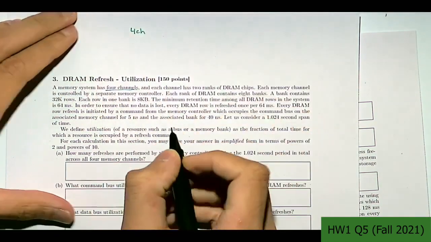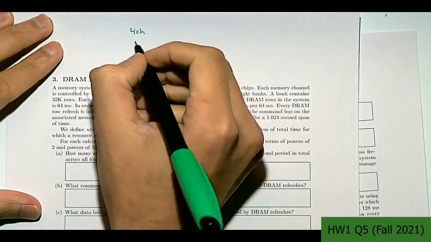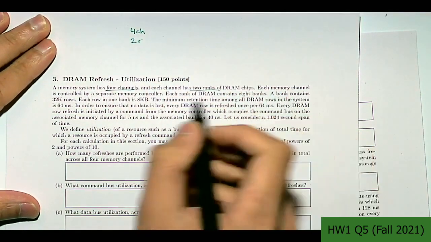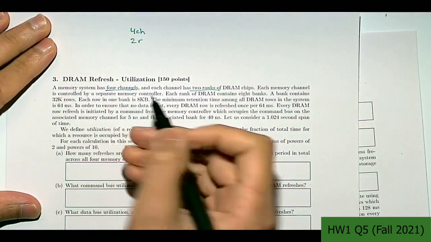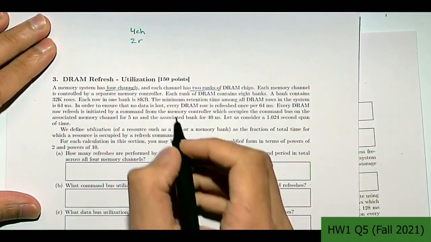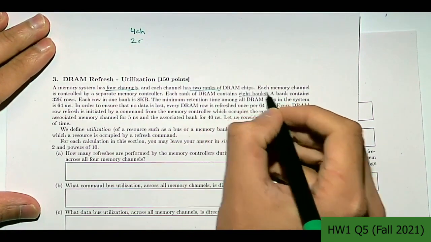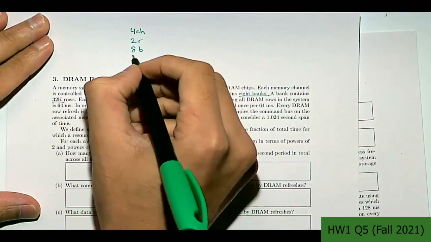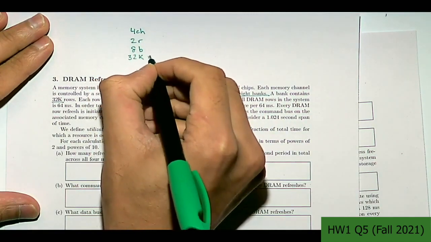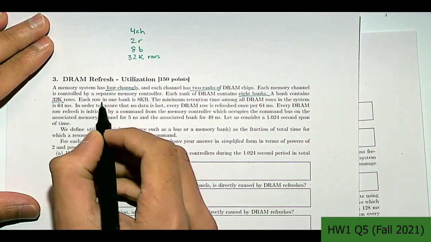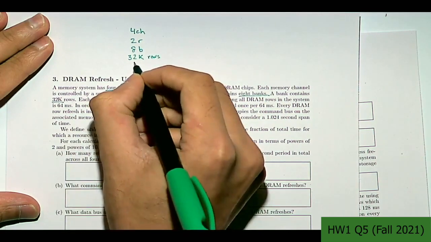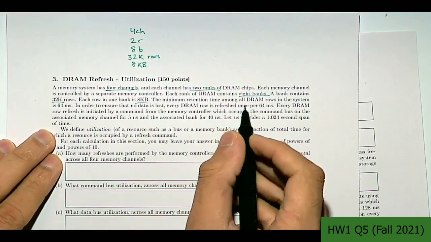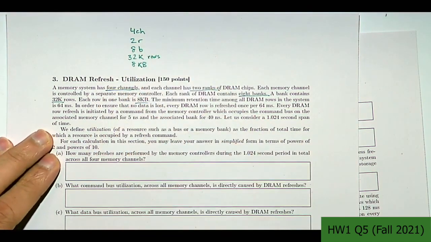So we have 4 channels, and each channel has 2 ranks, right? That's 2 ranks of DRAM chips. Each memory channel is controlled by a separate memory controller, so that means we have 4 memory controllers. Each rank contains 8 banks, and a bank contains 32K rows. Each row in one bank is 8 kilobytes. Then we start talking about retention time and so on, but this is our configuration.